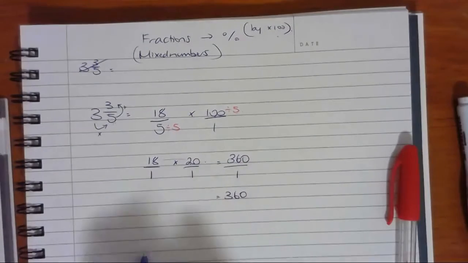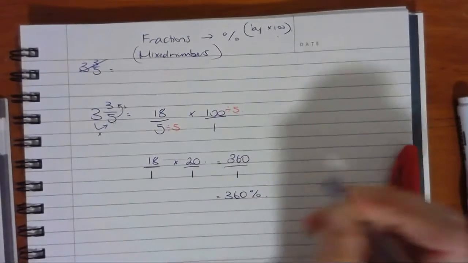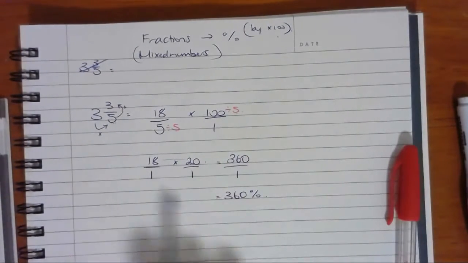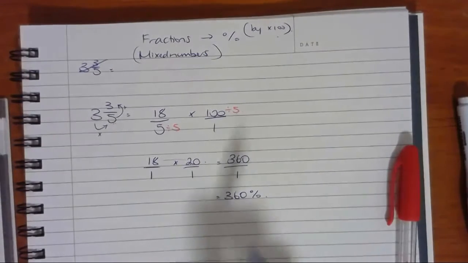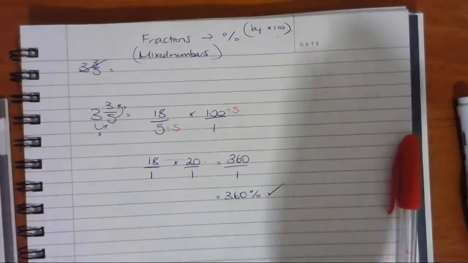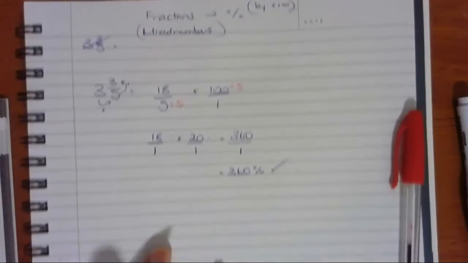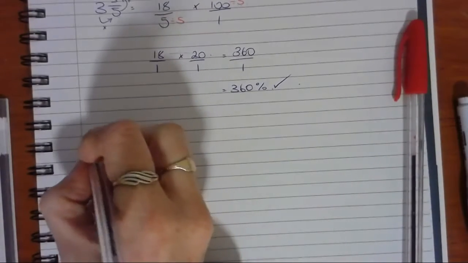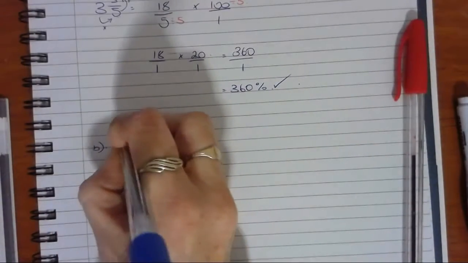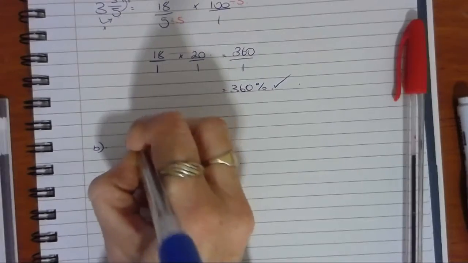Okay, so now of course I need to write my percentage. So I was right, so 3 whole there equals 300%, and I've got 360. Alright, good job. Let's think about another one. One more example. I've got 4 1/5.